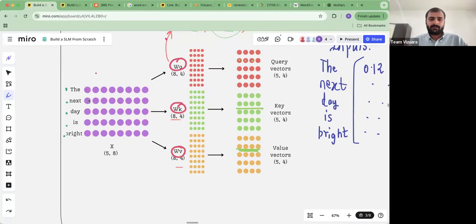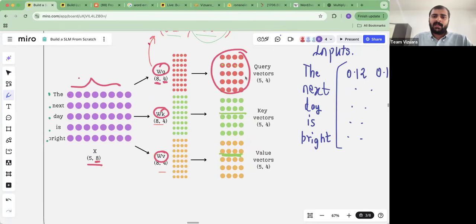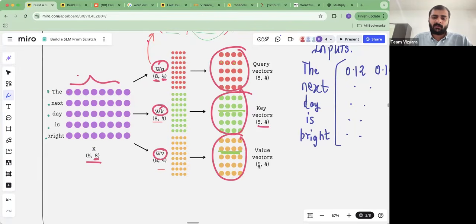So what's done is that this X matrix is 5 by 8 right now. It has 5 tokens and each is an 8-dimensional vector. WQ, WK, and WV are trainable weight matrices, and the first dimension has to be equal to the embedding dimension. The last dimension can be anything, but usually it's taken as the embedding dimension itself. I'm choosing it as 4 for now. So you multiply X with WQ, WK, and WV, and you get a query matrix, which is a 5 by 4 matrix, a key matrix, which is a 5 by 4 matrix, and a value matrix, which is a 5 by 4 matrix.